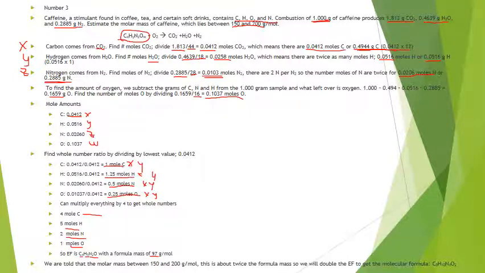Now we're told the molar mass is somewhere between 150 to 200. We can see that 2 of these would be real close to 200 grams. So if we multiply the formula mass by 2, we'll get about 200. That means we have to multiply the empirical formula also by 2 to get the molecular formula, C8H10N4O2. Okay, so that's it.